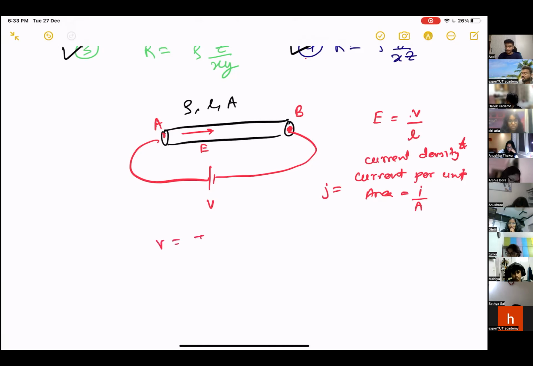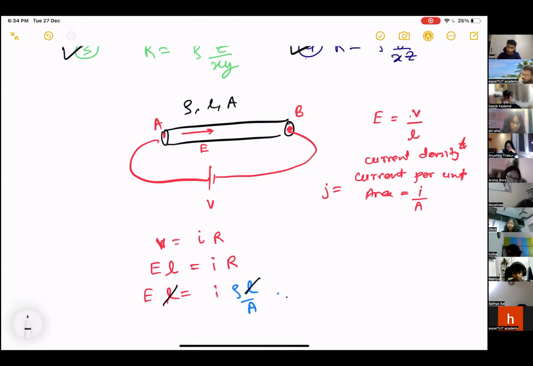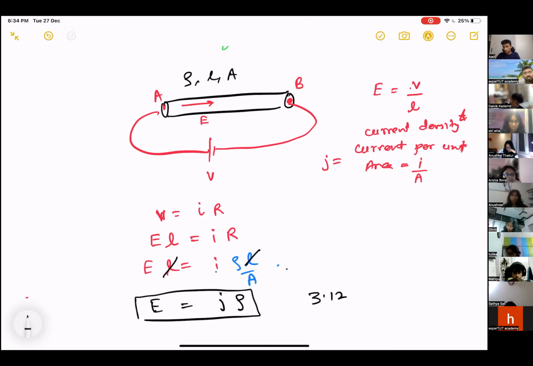Now if you write V is equal to IR, and then V, what is V? V is EL. So EL is equal to IR. Okay. And what is R? R is rho L by A. ठीक है, अब देखना ध्यान से, इसमें से L L काट दो, I by A को J लिख दो, ठीक है, E is equal to J into rho, ठीक, ये लिख सकते हो, in your book it is 3.12.